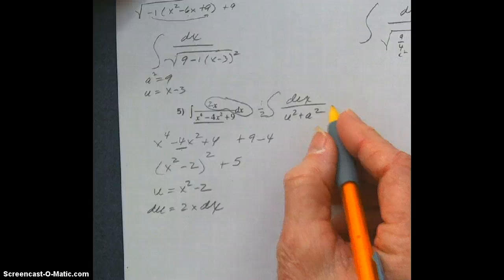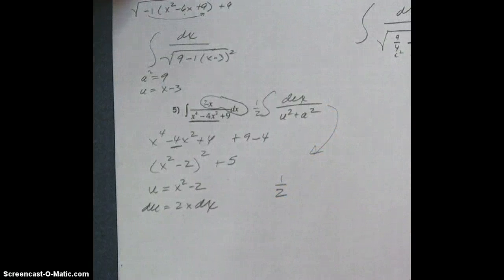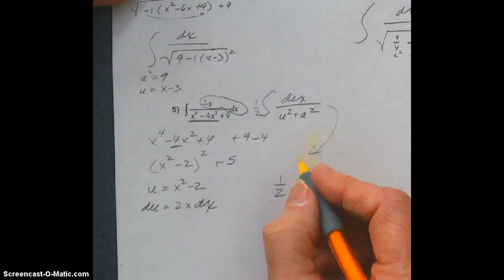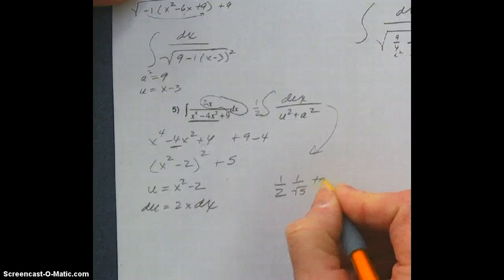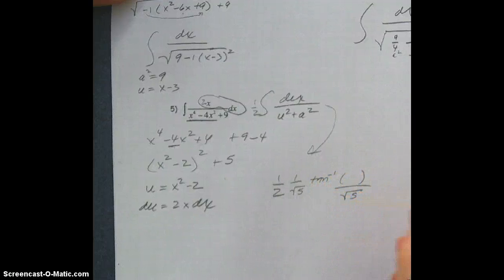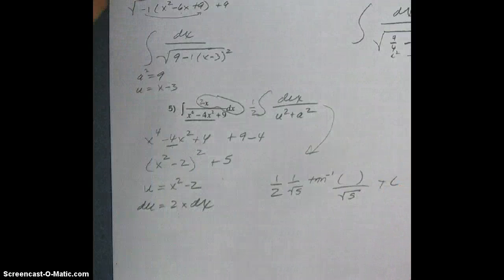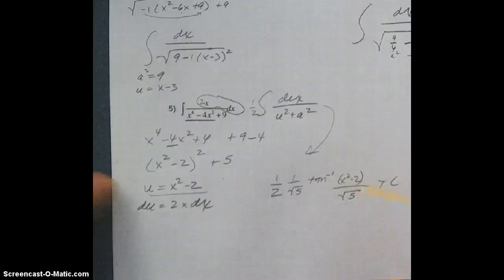So now this looks like a direct tangent inverse. Remember what tangent inverse is? Tangent inverse is 1 over a times tangent inverse of u over a plus c. And in this case, what is u? U is x squared minus 2. So try those, see if you correspond with my answers, and then you'll be ready for some book problems.